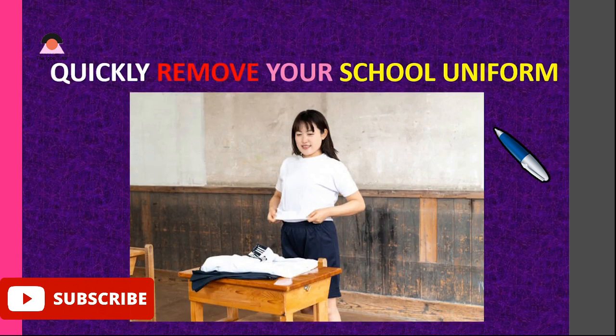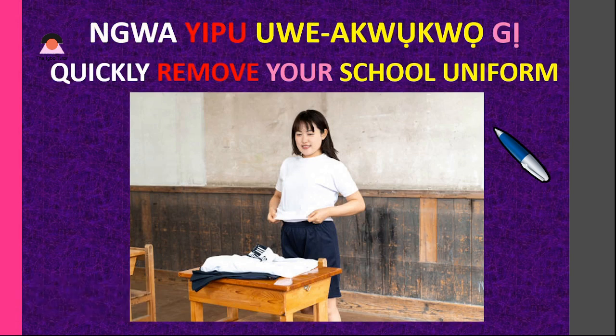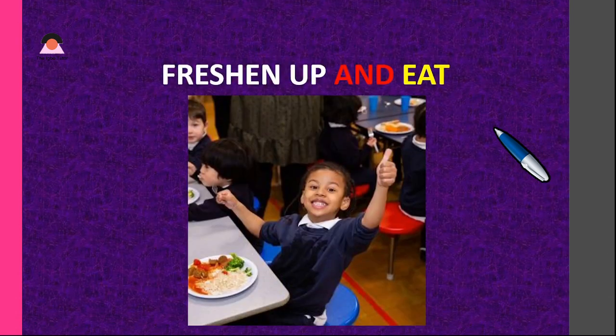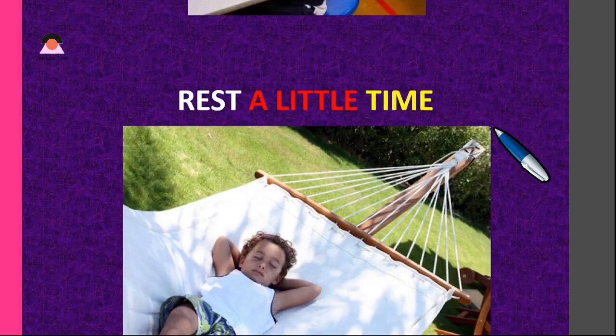Further instruction. Quickly remove your school uniform, says the parent. Ngwa yipu uwe akwụkwọ gị. Quickly remove your school uniform. Move on. Now again, freshen up and eat your food. What is that in Igbo? Sachaa ahụ ma rie nri. Freshen up and eat.